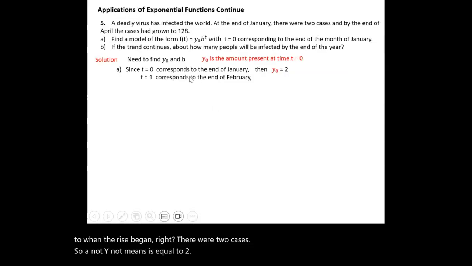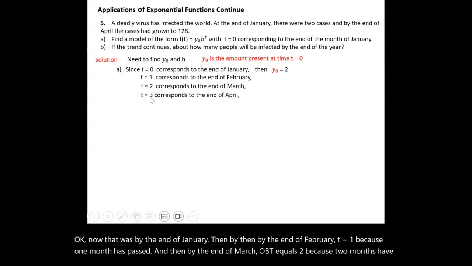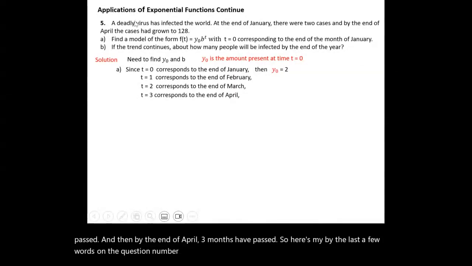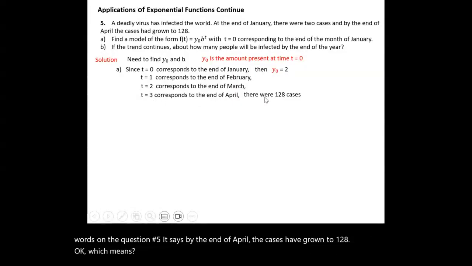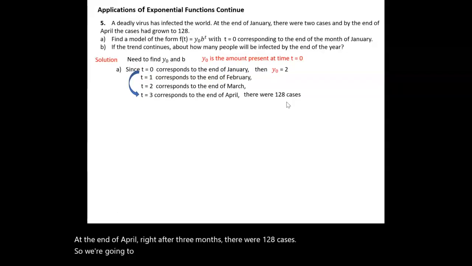Now that was by the end of January. Then by the end of February, t equals 1 because 1 month has passed. By the end of March, it'll be t equals 2 because 2 months have passed. And by the end of April, 3 months have passed. The last few words on question number 5 say by the end of April, the cases have grown to 128. Which means at the end of April, right after 3 months, there were 128 cases. So we're going to use the given info to find my b.